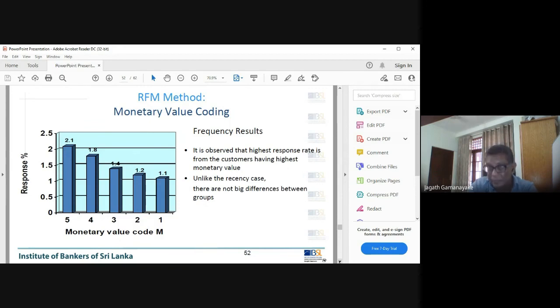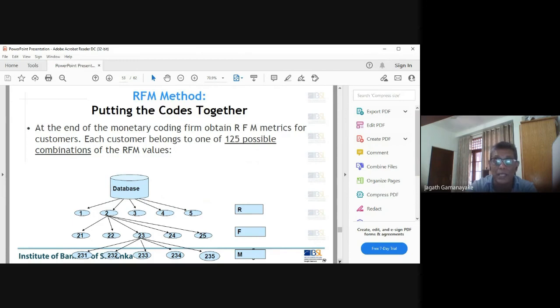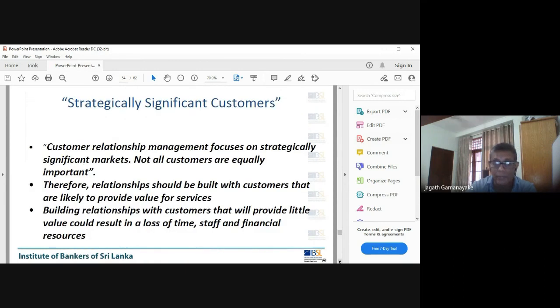So what do the RFM methods tell you? If you want to check, you can identify what sort of recency customers responded, what sort of frequency customers responded, and what monetary value type of customers responded. With these results, you can get an idea by putting all these combinations together. There are 125 possible combinations: 5 into 5 into 5, which is 125 possible combinations you can take. That is what we have learned up to now.